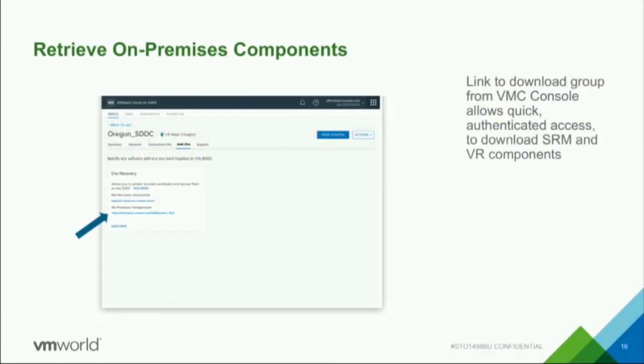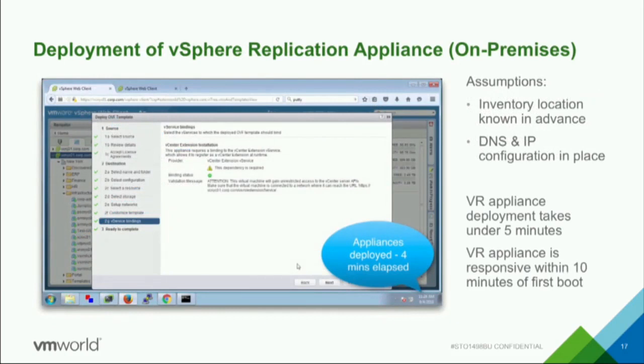Okay, so let's take a look at deploying the on-premises components. The idea here is the same UI that Ben was just showing. There's that link where we can download those on-premises components, go through, and download those. And here we're looking at just standard deployment of vSphere Replication and Site Recovery Manager. If you're familiar with those, it's the standard OVF deployment, really easy to get set up, installed, and configured.